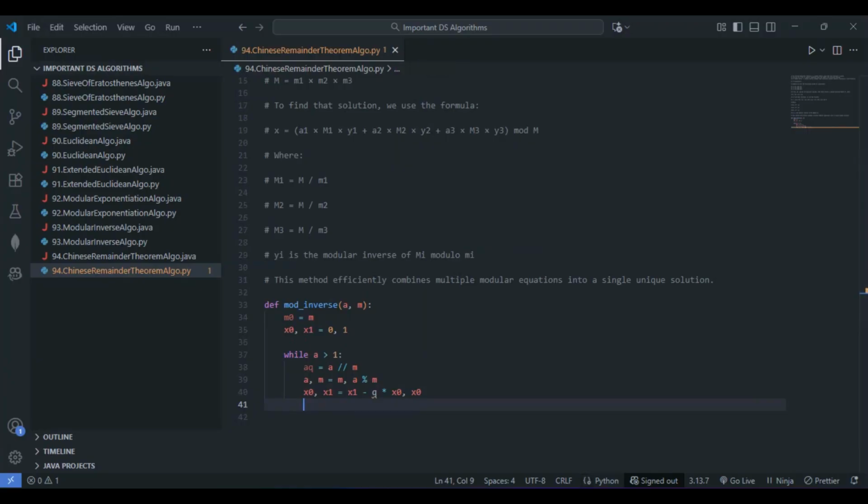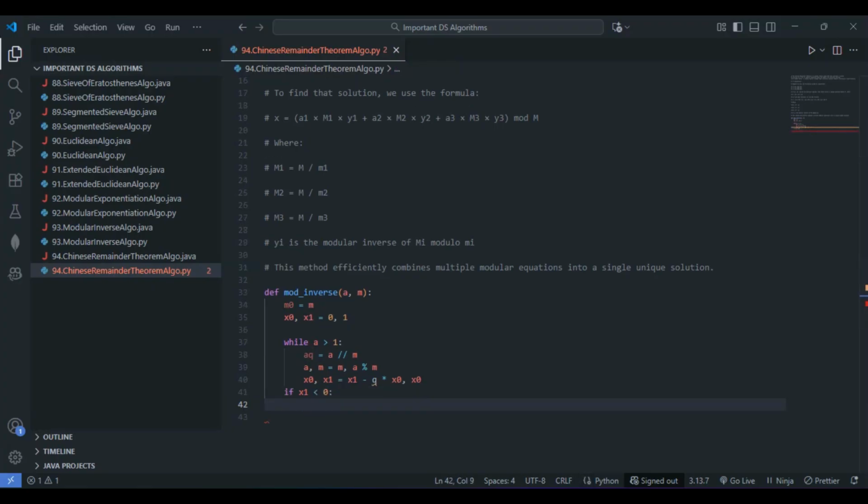The next part would be we have updated the x0 and x1 for the coefficient. So this is fine. Let's move on with the final step. Nothing but we have to ensure x1 is positive, right? So now let's do one thing. I'll write the simple if condition here. If x1 is less than 0, then what shall we do? I'll just go with x1 equals x1 plus m0, right?